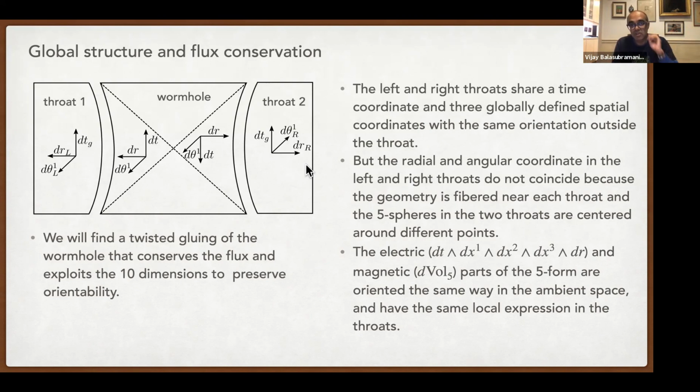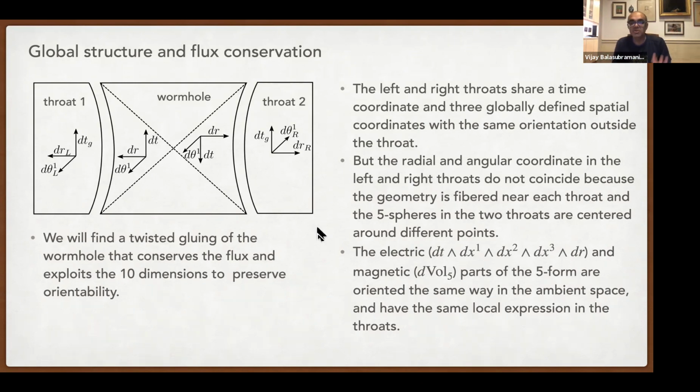The next thing to note is that the radial and the angular coordinates of the throats do not actually coincide, because this is what I was saying earlier, that the geometry is actually fibered in some complicated way near each throat. And so the 5 spheres in the 2 throats are actually centered around different points. So what you call the radial direction and the angular direction are different between those two throats. So that's useful to keep in mind.